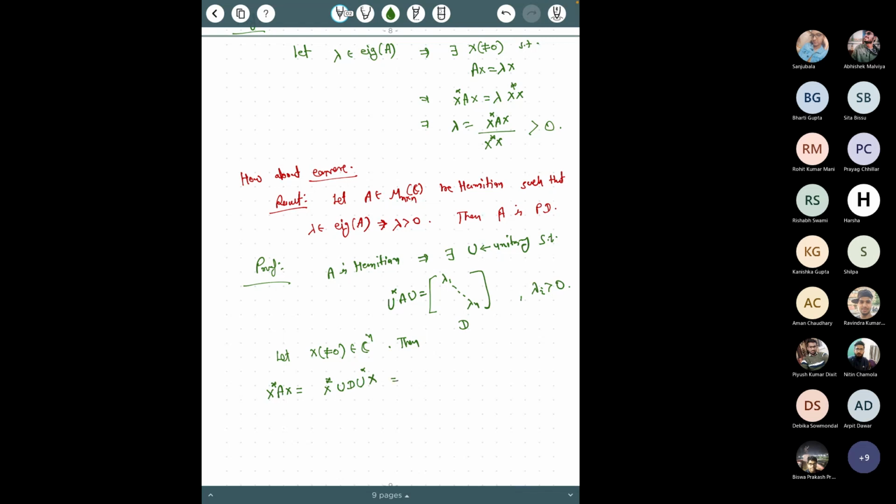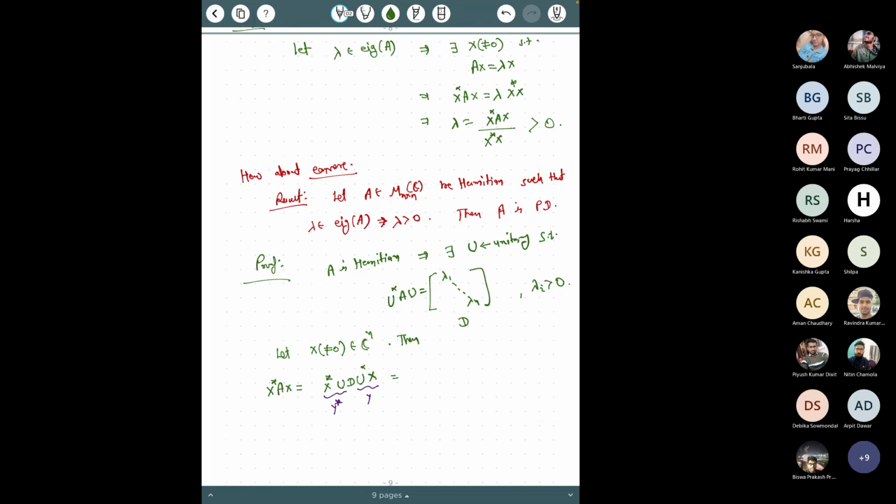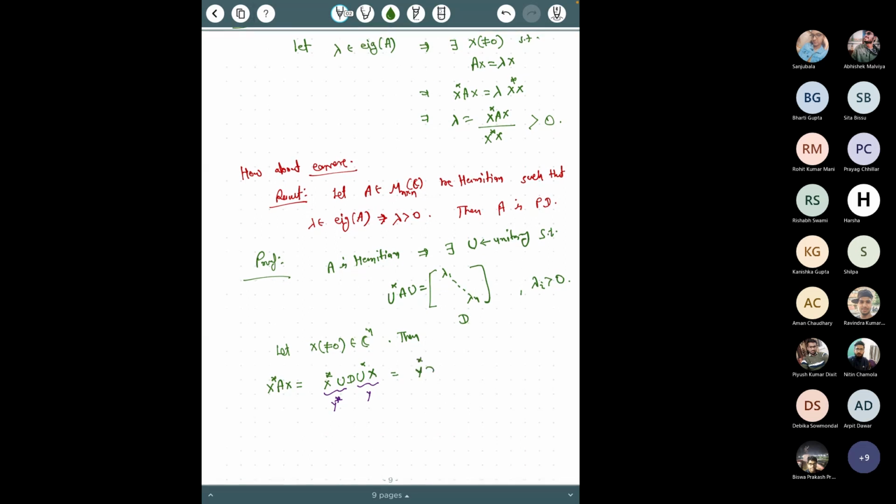U star x is again a vector: U is a matrix, so U star is also a matrix, and x is a vector, so U star x is a vector. Let us call this vector y. Then this would be y star, so what we have is y star Dy.